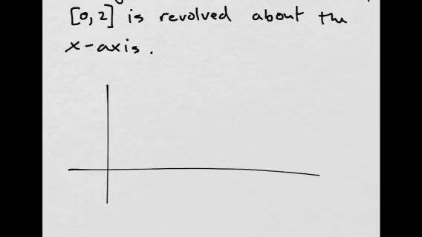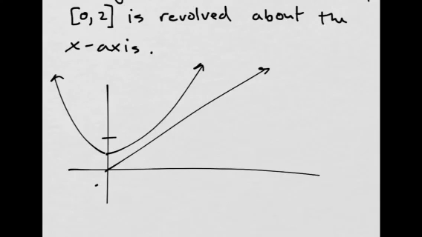X squared plus 1/2, or 1/2 plus x squared. This is just a parabola that is upwards. It's shifted upwards a half. So that's that. And then y equals x, that's easy. That's just the line y equals x. So that's y equals x. This is y equals 1/2 plus x squared.